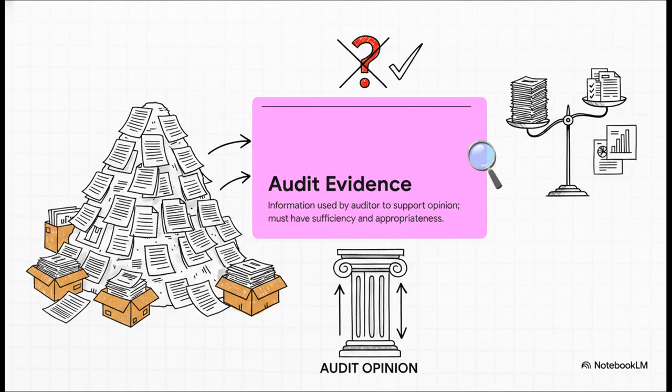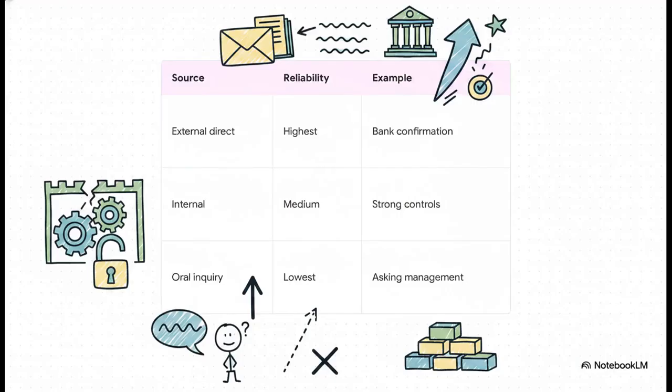I mean, you could have a literal mountain of irrelevant documents. Sure, you've got sufficient quantity, but your appropriateness is terrible. You absolutely need both to back up your final audit opinion. Now look at this hierarchy of reliability, because let's face it, not all evidence is created equal. Up at the absolute highest level, we've got external sources sent directly to you, the auditor. Think of a confirmation letter straight from the client's bank. Management literally can't tamper with it.